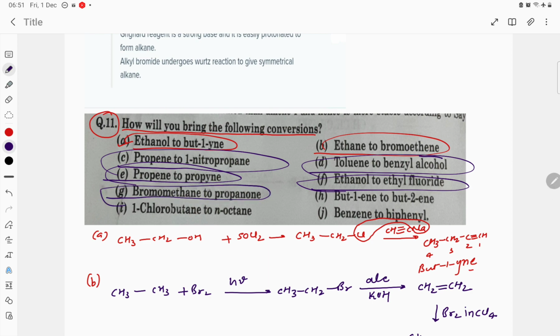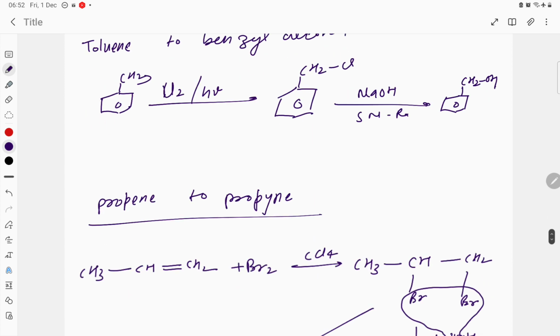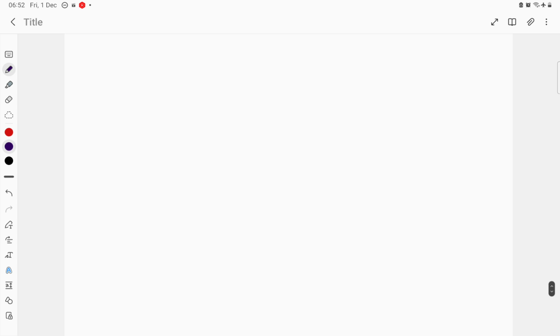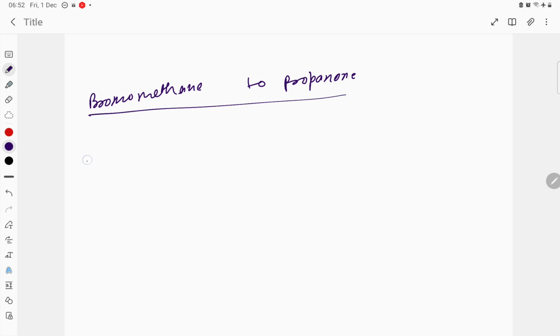Bromomethane to propanone. So we have bromomethane, and we need to get propanone. CH3 Br is there, and we need to get propanone, student. So first of all you treat with KCN, student. So what will it give, student? CH3CN.